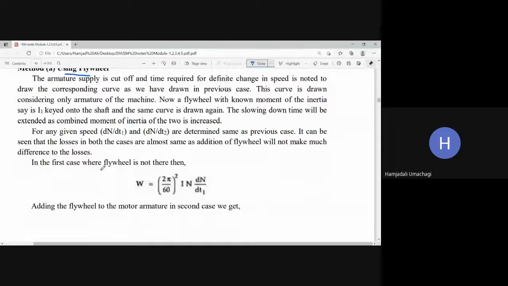In the first case, where the flywheel is not there, meaning only the armature alone is present, what is the time taken? In that case, the time taken is dn by dt1. Is it clear, all of you? And what is the rotational loss? It is given by the formula W is equal to (2 pi by 60) whole square into I into dn by dt1. So this is the case when you are not taking any flywheel, only the armature alone is present.